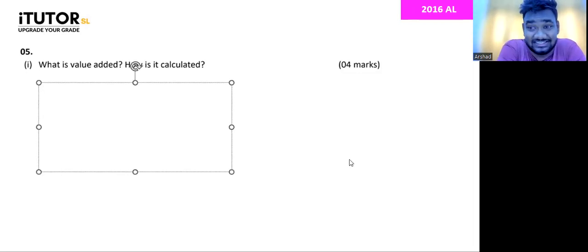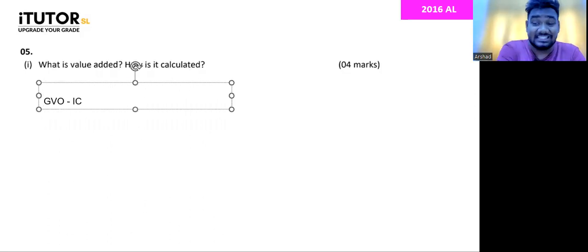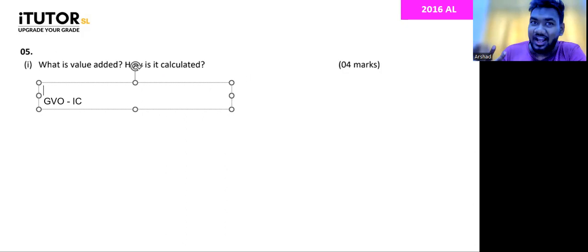Value added, how are you going to define it? Difference between selling price and cost, okay, but not the most ideal way to define it. How is it calculated? Gross value of output minus intermediate consumption. That's how you calculate it. But what is value added? I know all of you know how to write that from the total output, if you minus the intermediate consumption, you get gross value added. But what is that value added?